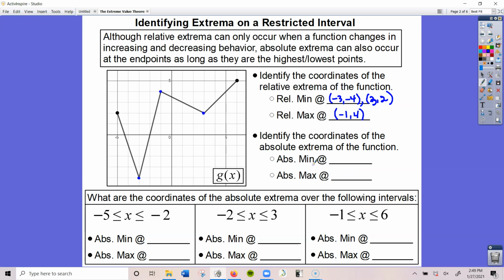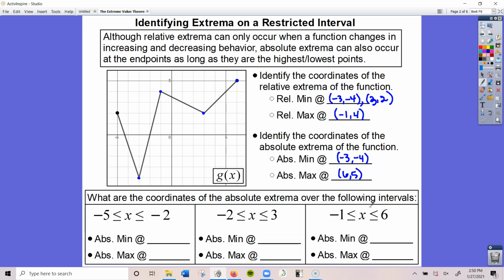The absolute minimum occurs here at (-3, -4), so the same coordinate as the relative minimum. However, the absolute maximum is this coordinate right there because that is the absolute highest point on the graph. Since this does not go on forever and ever, this would be considered the absolute maximum. So at (6, 5).